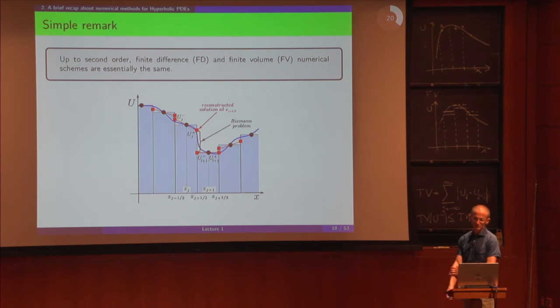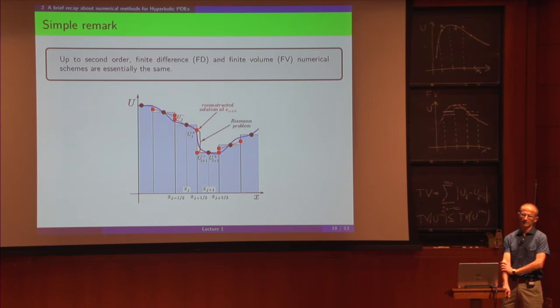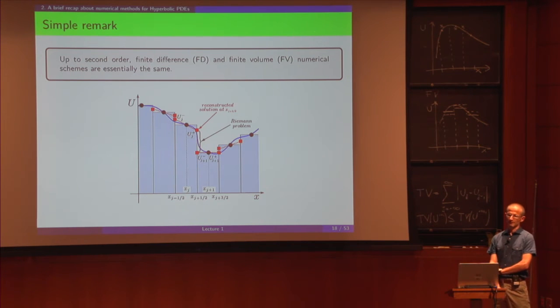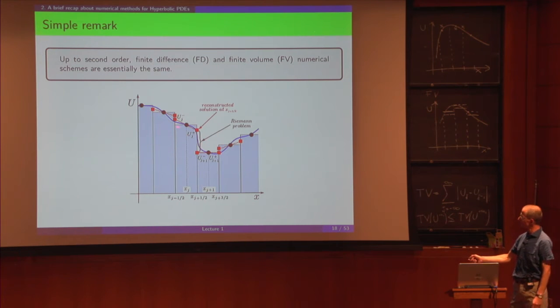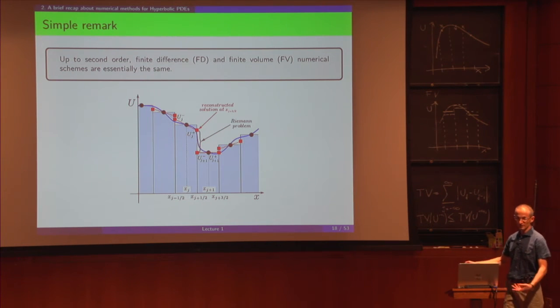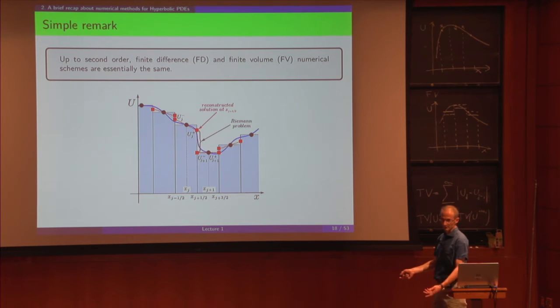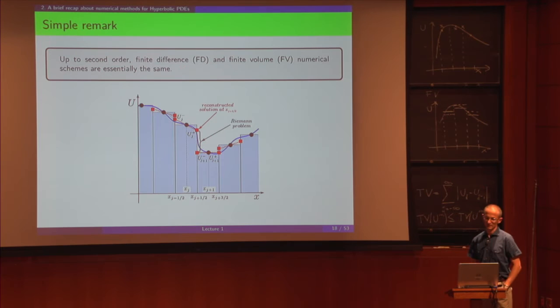All right, so this is a simple remark that I mentioned at the very beginning. It's just for your knowledge. Remember that up to second order, finite difference and finite volume numerical schemes are essentially the same. Because why is that? Because the point value representation up to second order, which means up to a linear representation within the cell, coincides with the cell average, no? Because of the trapezoidal rule. So finite difference and finite volume are the same up to second order.